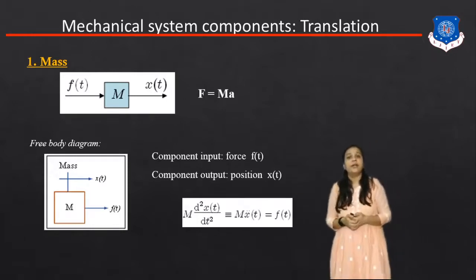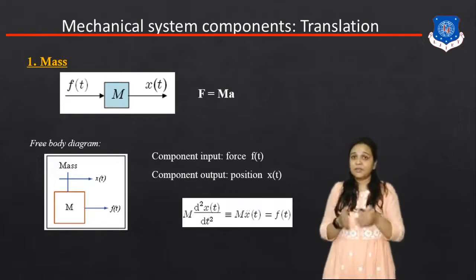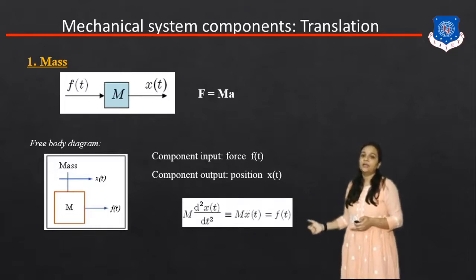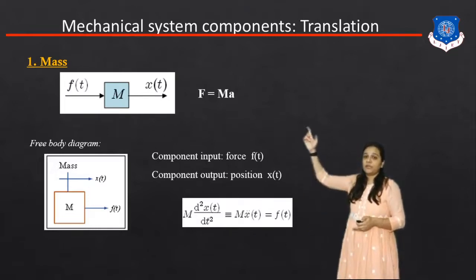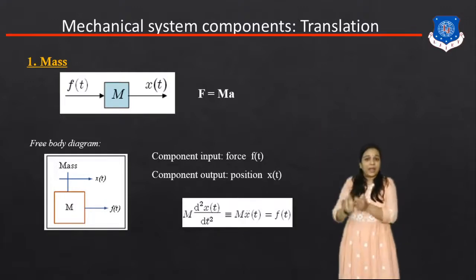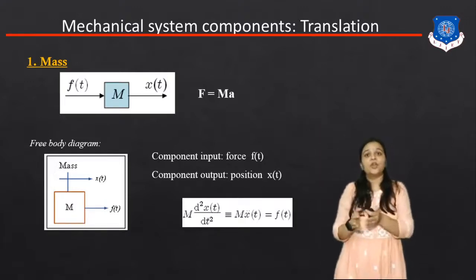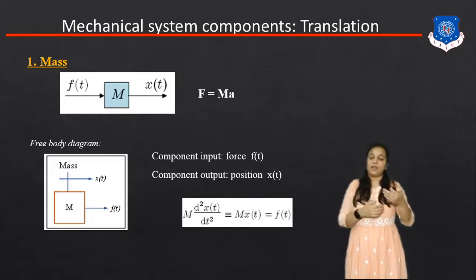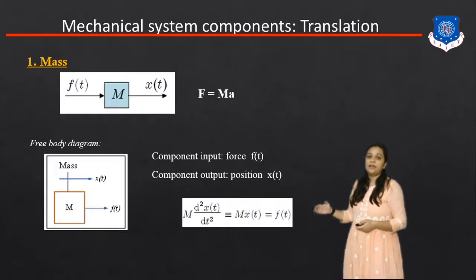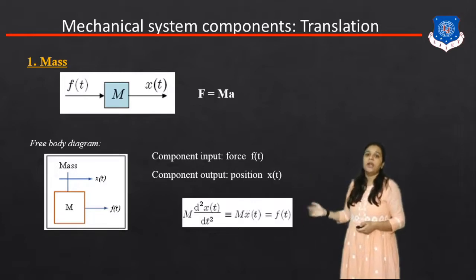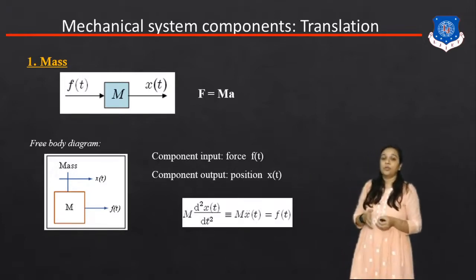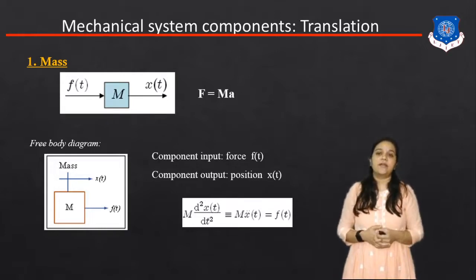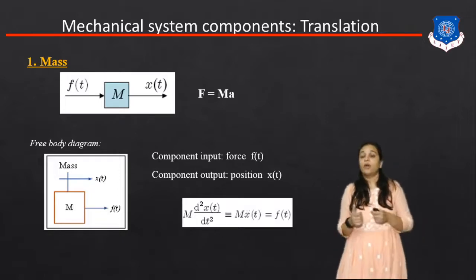If we write the equation of the mass with respect to the force input, it is m d²x(t)/dt², because the equation of force is F = m × a, and the acceleration with respect to displacement is a = d²x/dt². So we can write m d²x(t)/dt², which equals m x double dot(t), and the input force is f(t). This is all about the mass.